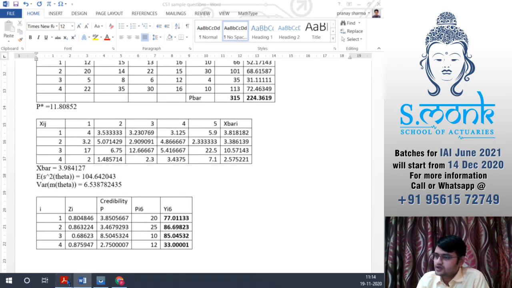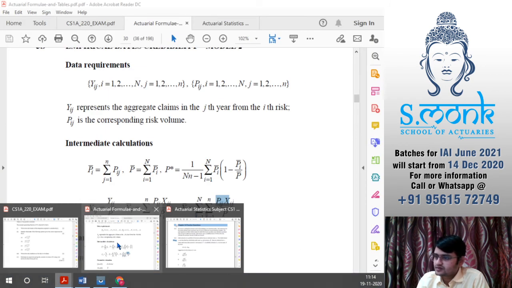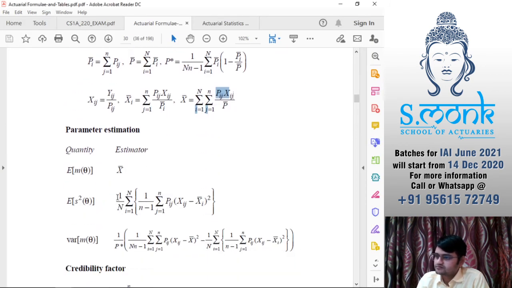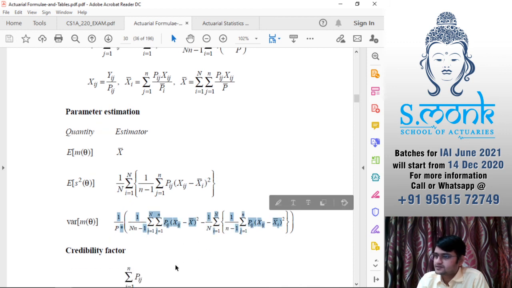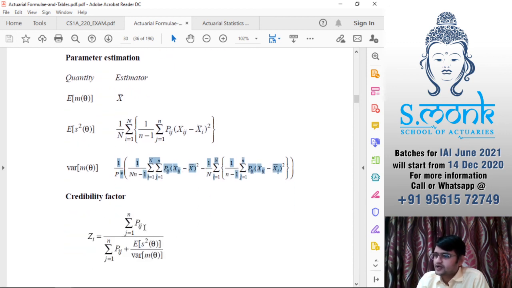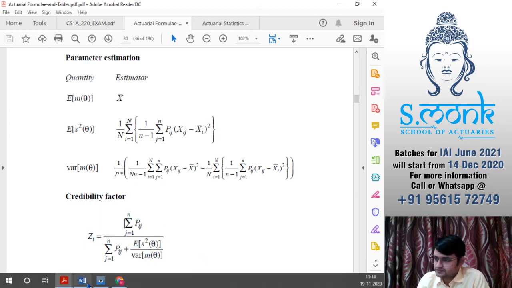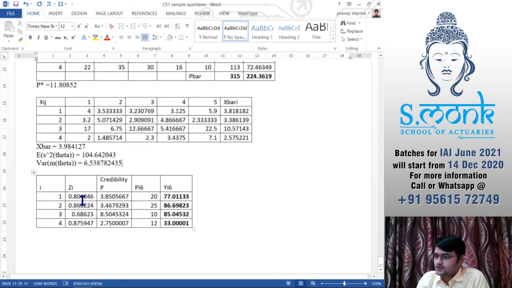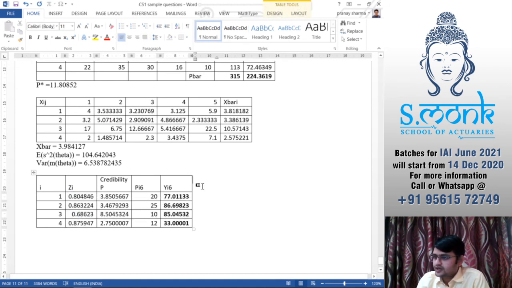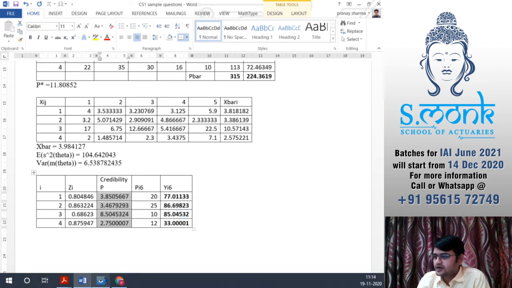Again, formulas are all given here, right? Then calculate the credibility factor for each of these terms. So I have made another table for it. Zi, that is our credibility factor, would be this. The credibility premium, that is going to be our phi, is going to be this.